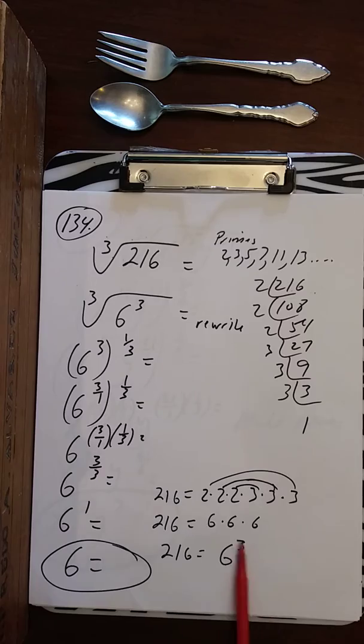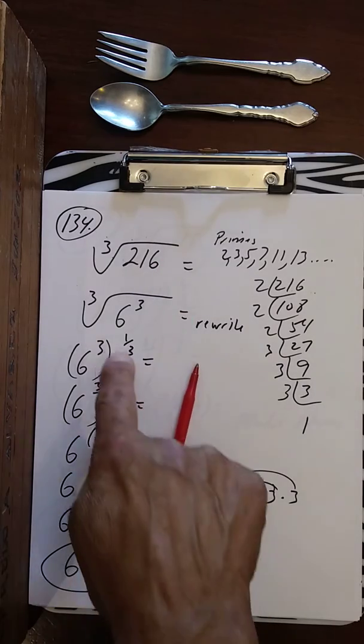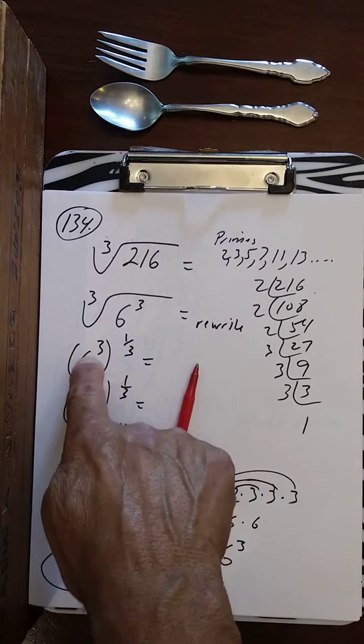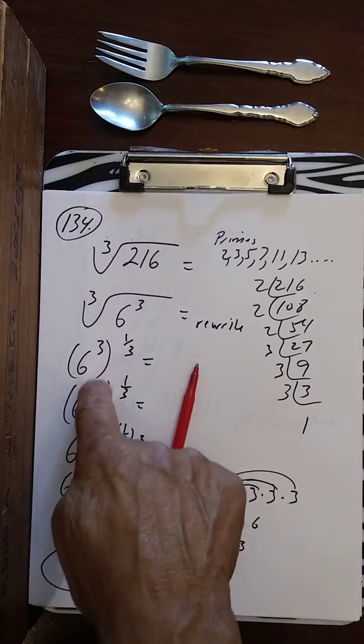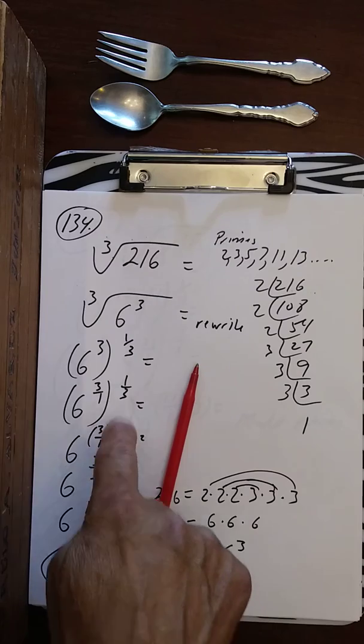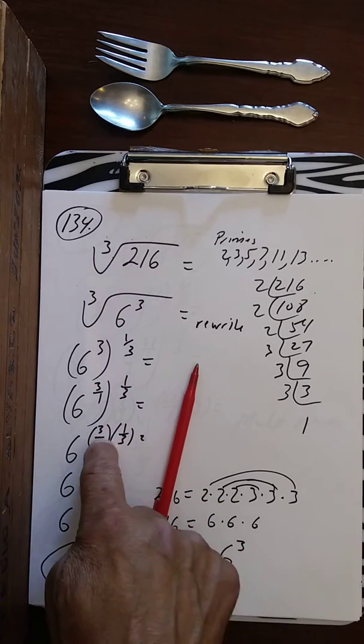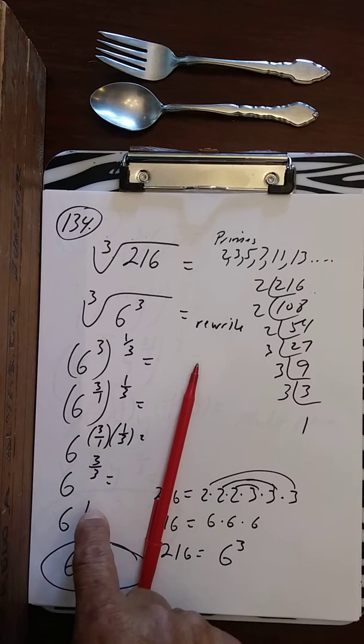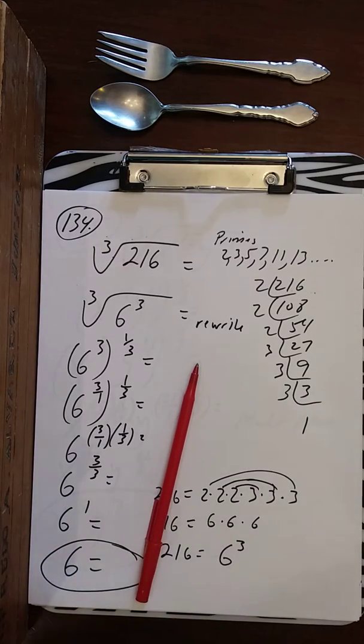We're going to substitute this back up there. So 216 is 6 to the 3 power, or 6 to the 3 power to the 1/3. 6 to the 3 over 1, and this is 1 over 3. And 1 times 3 is 3, and 3 times 1 is 3. 6 to the 3 over 3 is 6 to the 1 power, and 6 to the 1 power is just 6. We're done.